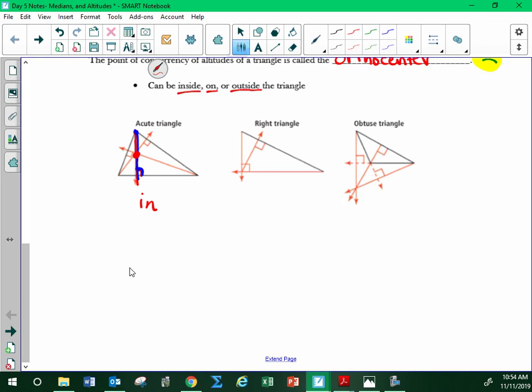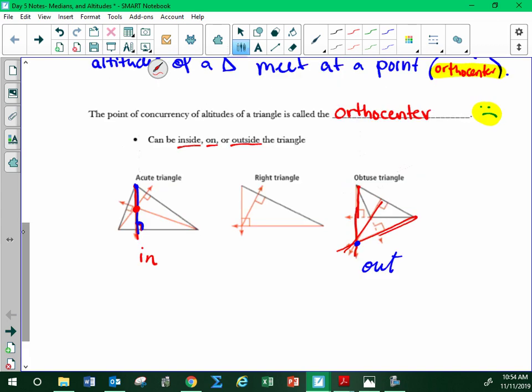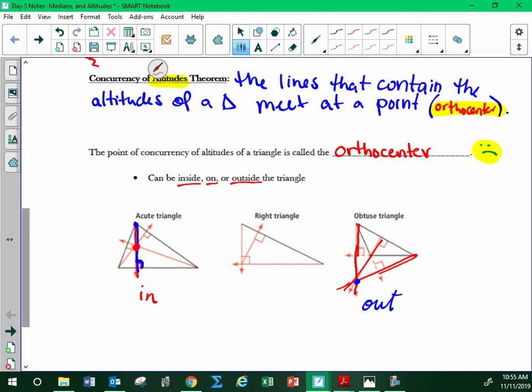For our obtuse triangle, we have to extend out our altitudes. Like here's one of my altitudes, and here's another one of my altitudes. So we have to extend that out. And we'll notice the point is always outside of our triangle. That's for an obtuse triangle. And this is why the theorem says the lines that contain the altitudes, because sometimes we have to extend those out for them to meet up.